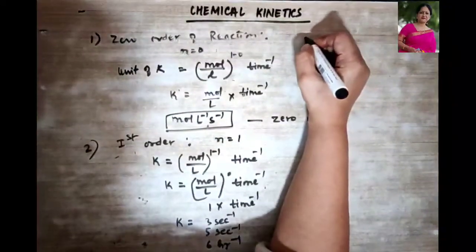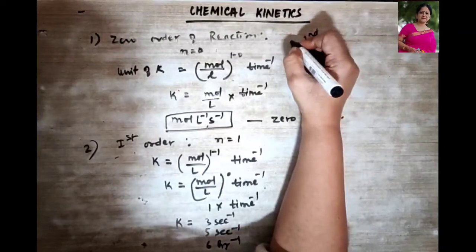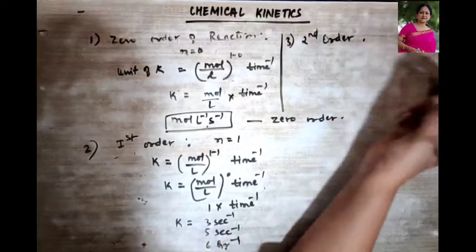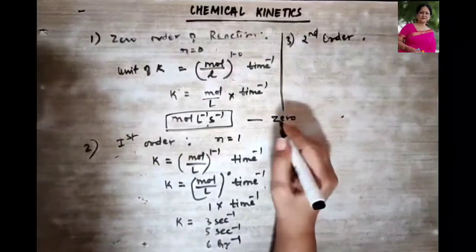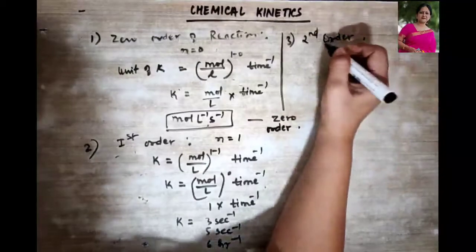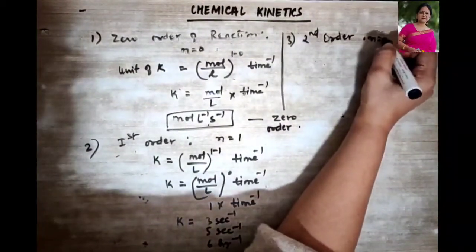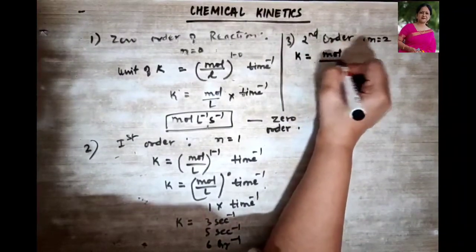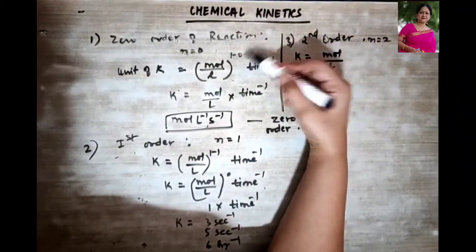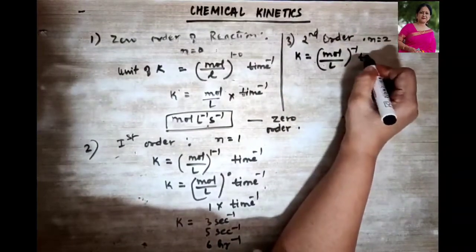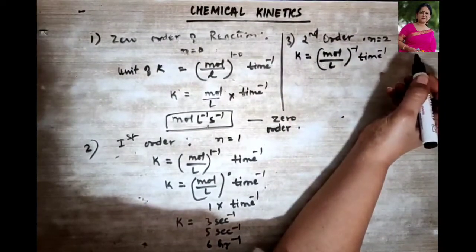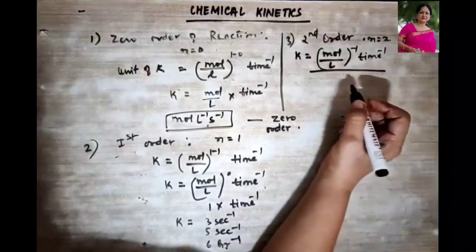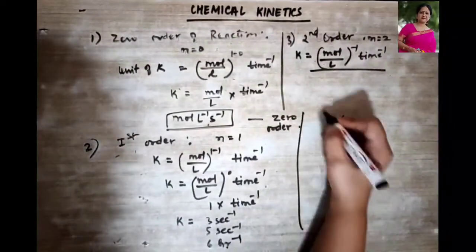Now let us understand the second order, the third one. Now over here n is equal to 2. So now K is equal to what? Moles per liter to the power of 1 minus 2, that makes it minus 1, per time, right? So this is your second order, right? Another one, the fourth one, let's see.